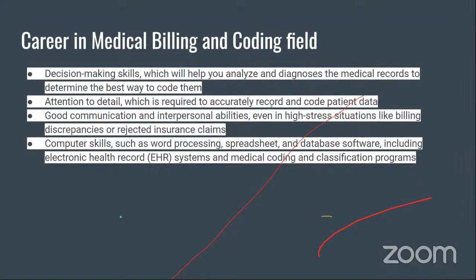Now, good communication and interpersonal abilities, even in high stress situations like billing discrepancies and rejected insurance claims. It's very human to make errors, and there will be rejections. You will have to kind of put up with the insurance company, so you'll need to be able to work under these stressful situations as well. You'll need computer skills, of course, such as word processing, spreadsheet, database, software, etc.